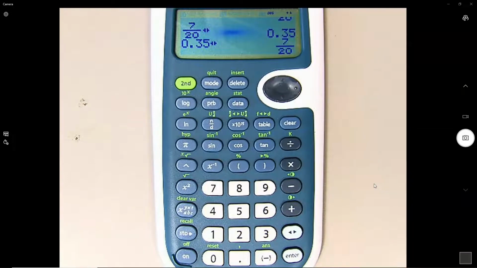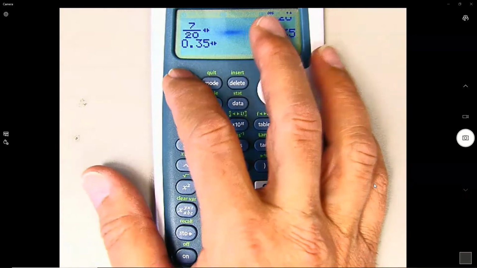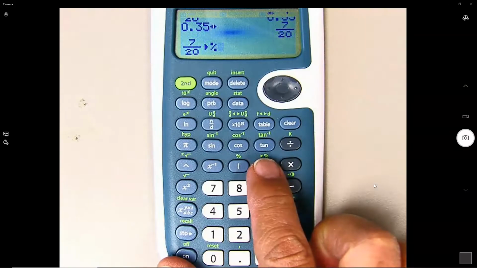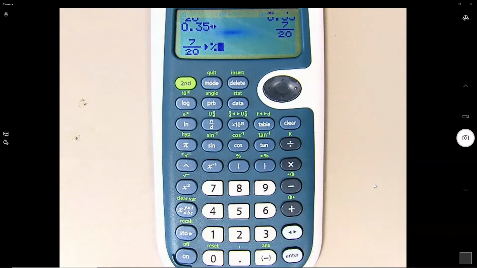Now suppose I want to take that fraction and change that back into a percent. Well, fortunately we can do that very easily. I hit the second function key followed by the right parenthesis, above which, notice, there is the change to percent function, and that's what appears on the calculator screen. When I now hit enter, sure enough, I now have 35% once again.